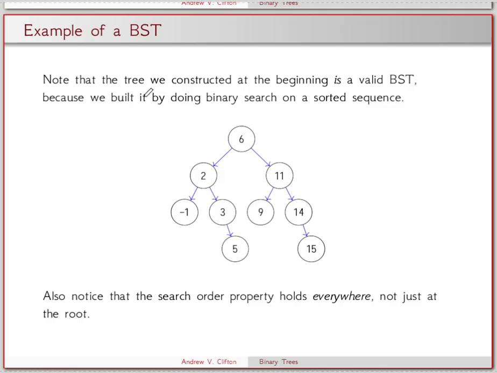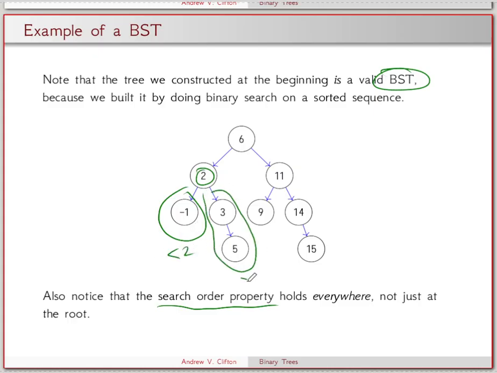The tree that we built earlier is in fact a valid binary search tree because I built it by doing binary search on a sorted sequence. So if you draw the decision tree for doing a binary search, you always get a valid binary search tree. The other thing to notice is that the search order property holds everywhere. It's not just at the root that stuff on the left is less than and stuff on the right is greater than. When you look at 2, if you look to the left of 2, you find only things less than 2. When you look right of 2, you find only things greater than 2. So you can look at any node. To the left, you'll find things less than. To the right, you will find things greater than.